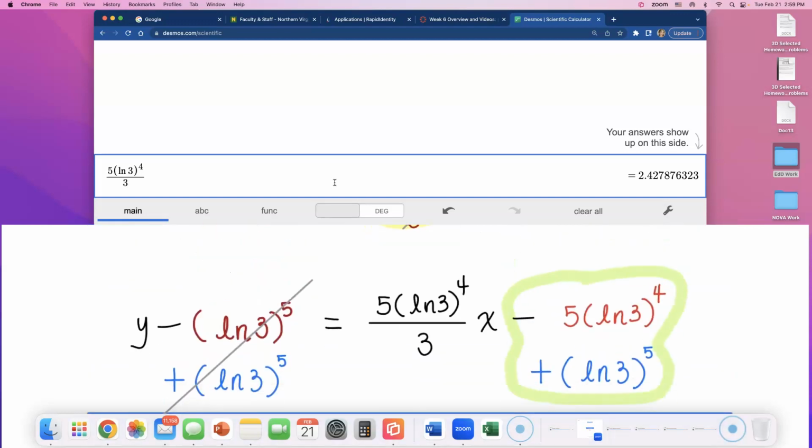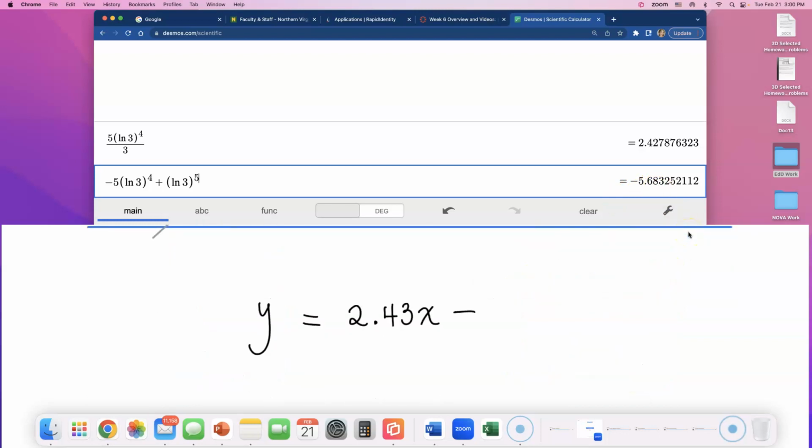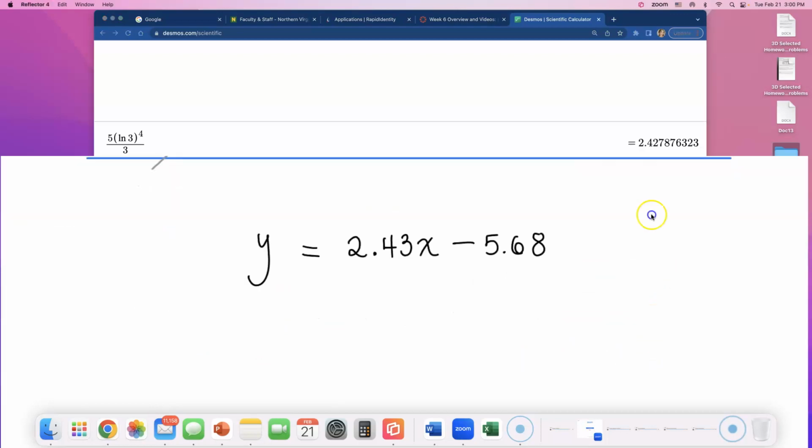Okay? And then let's get the y-intercept. You see these two green circle things? That's what I want to combine. Negative 5 times natural log of 3 raised to the 4th power. So that's the red part, right? I got that typed in. And do plus natural log of 3 raised to the 5th power. And the y-intercept comes out to be negative 5.68. So ta-da, we got the answer.